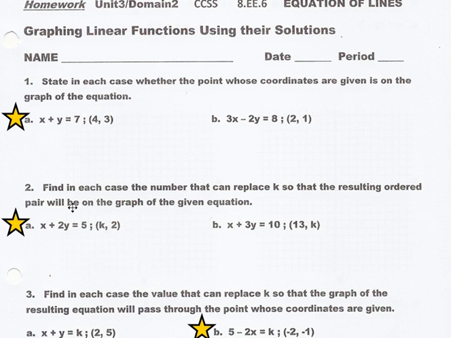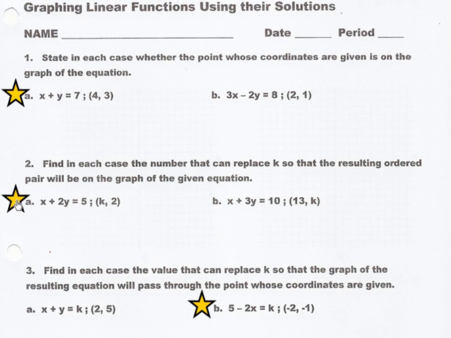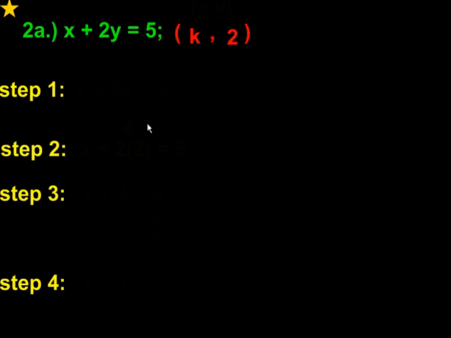Let's take a look at problem number 2a. For 2a, we have x plus 2y equals 5, and we have an unknown for our x value, and we have 2 for our y value. So we can plug 2 in at least as we rewrite this. So we have x, an unknown, plus 2 times y equals 5.